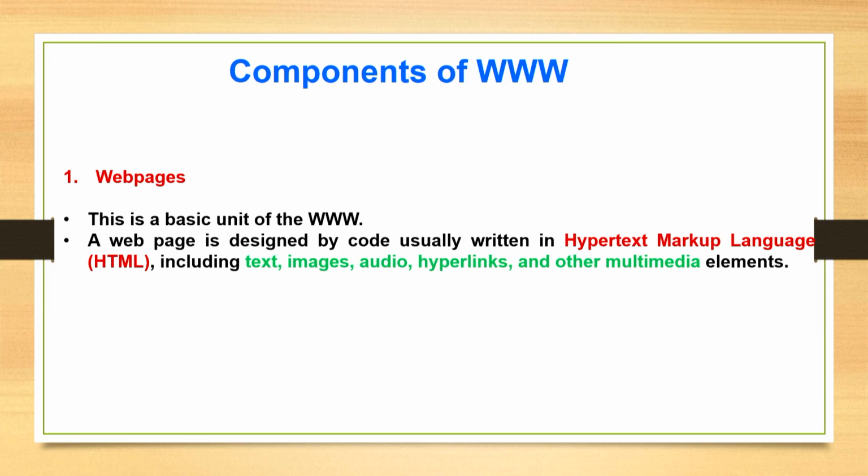So, what are the components of a World Wide Web? First one is the web page. What is the web page? It is the basic unit of a World Wide Web, and it's a page which is designed by code, usually written in hypertext markup language that we call HTML, that includes text, images, audios, hyperlinks and other multimedia elements.